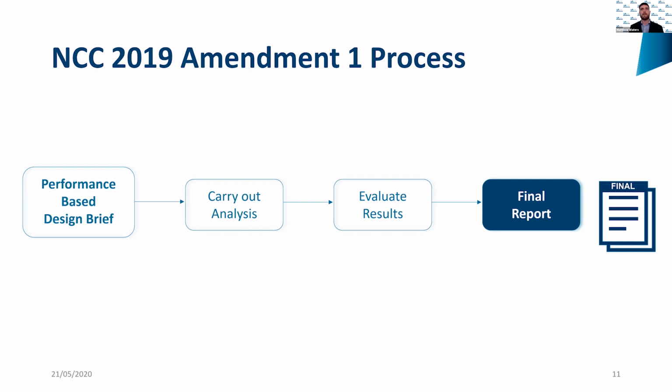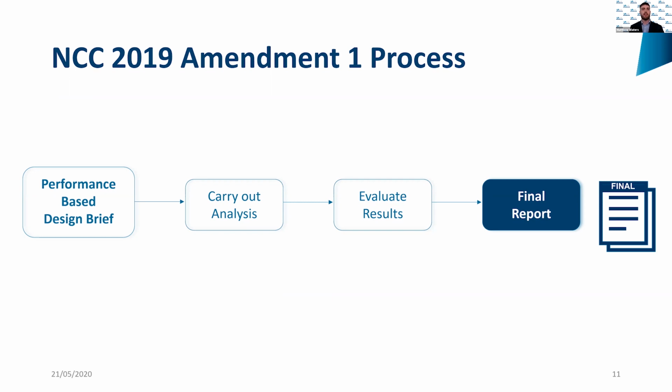The first step in this process is that we document a performance-based design brief, which is done in consultation with all the relevant stakeholders. This is really the most critical part in the process, as it explains what's to be done, all the methods that will be used to assess the proposal, and then it goes through what outcomes are acceptable. So it's where we set our acceptance criteria.